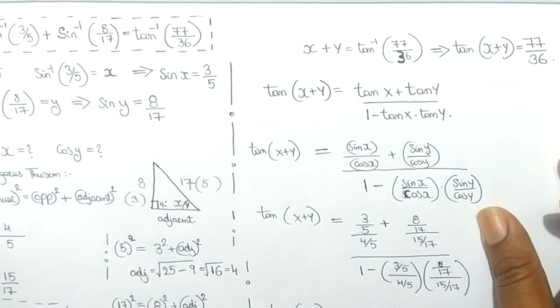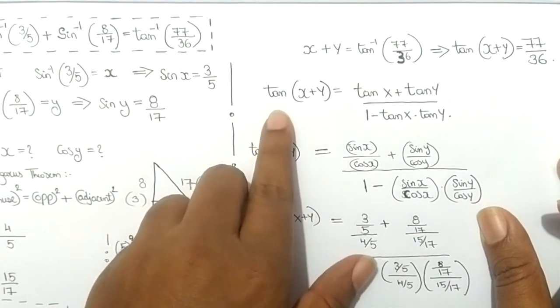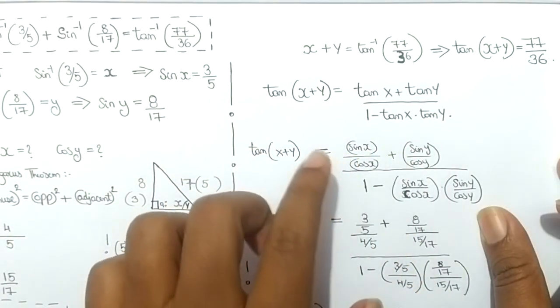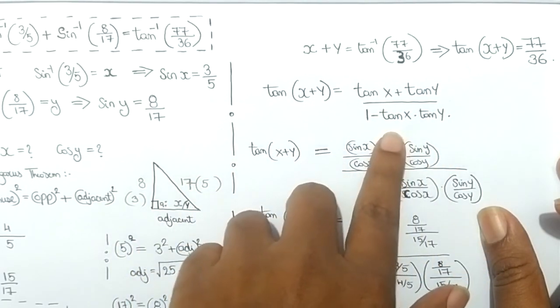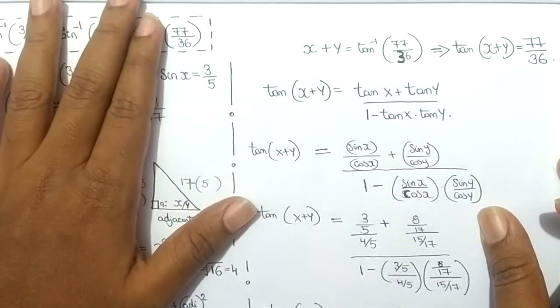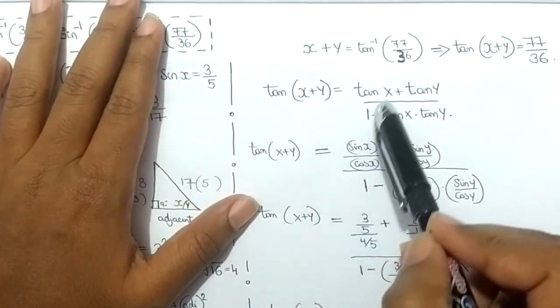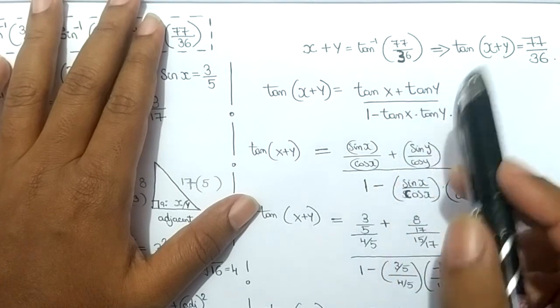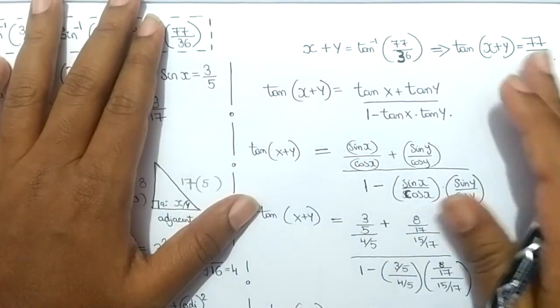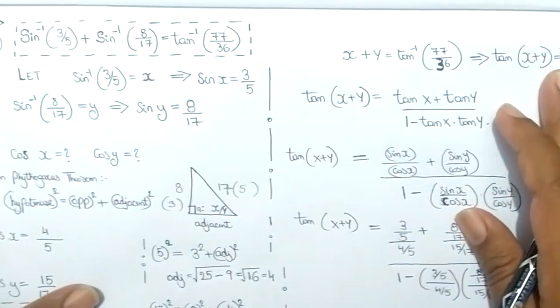Now, from the tan x plus y formula, we need tan x and tan y values to solve this given question. You know the tan x plus y formula is given in this way. We need tan x, tan y. For that, we will take the help of the given question.